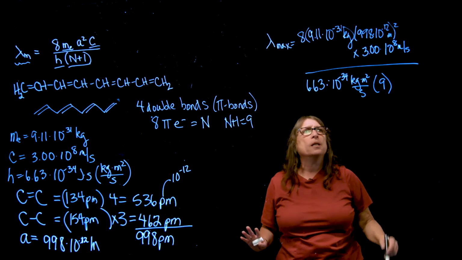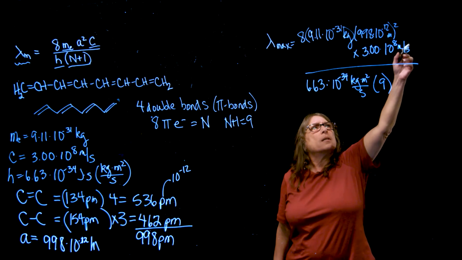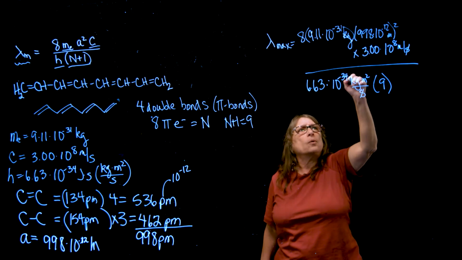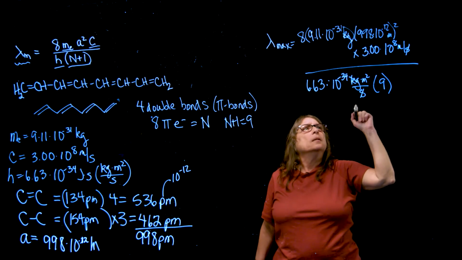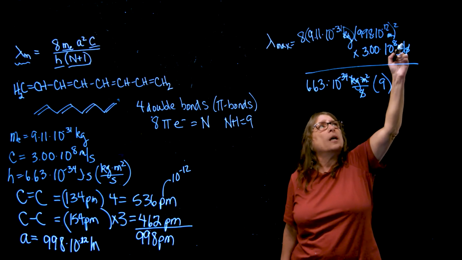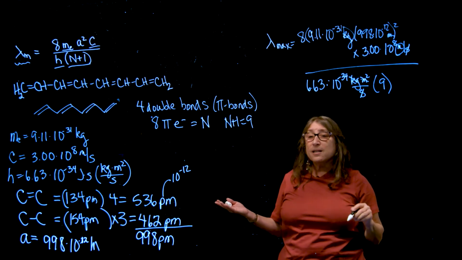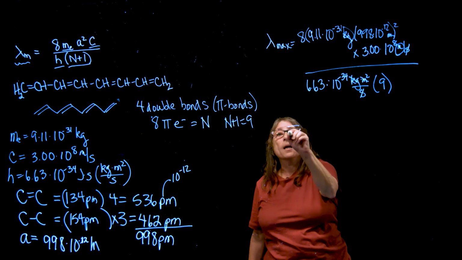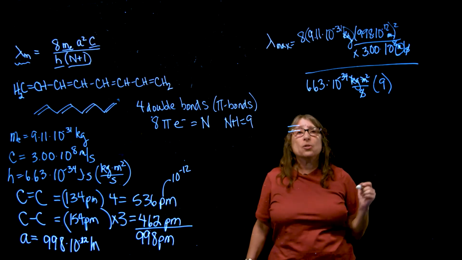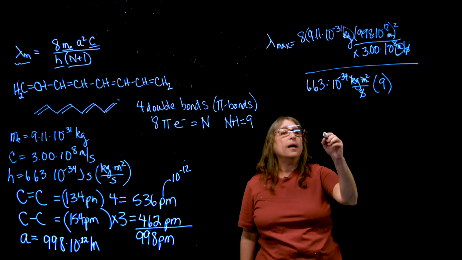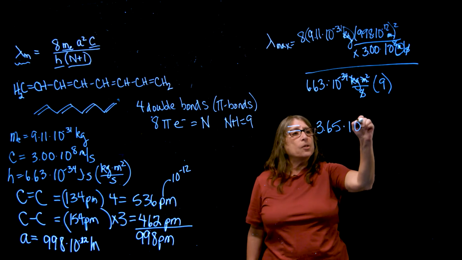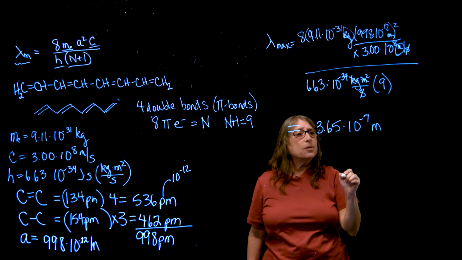I do have to make sure my units work. So seconds in the denominator here cancels these seconds. This kilogram cancels that. I have meters squared here, which cancel these. I am left with meters. That's great, because that's exactly what I want. So when I run this through my calculator, remembering to square the value of a, I get 3.65 times 10 to the negative 7 meters.